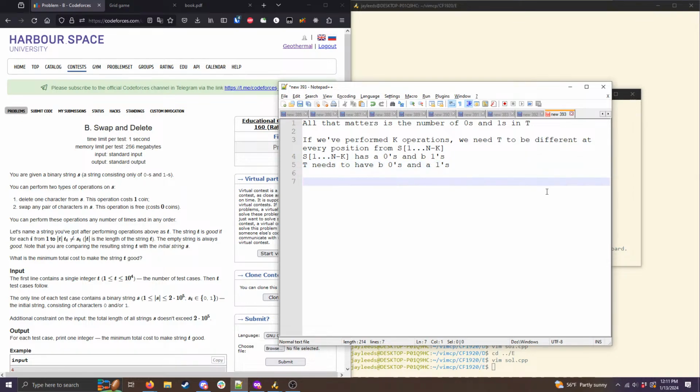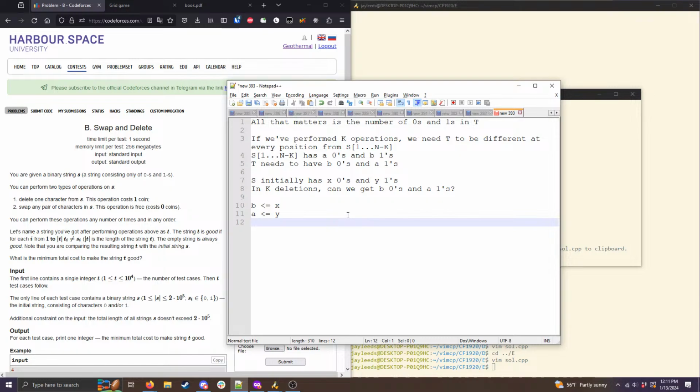All right. So s initially has x zeros and y ones, and so we need to see if in k deletions, can we get b zeros and a ones. In order to do this, we definitely need b to be less than or equal to x and a to be less than or equal to y. And since we can only perform k deletions, we need a plus b to equal x plus y minus k, which I guess should be automatically true because we know a plus b has to be n minus k and x plus y has to be equal to n. So I think these conditions should be sufficient. So I'm just going to iterate over k from 0 to n, and for each k, I'll maintain the values a and b and check if these conditions on x and y are satisfied.